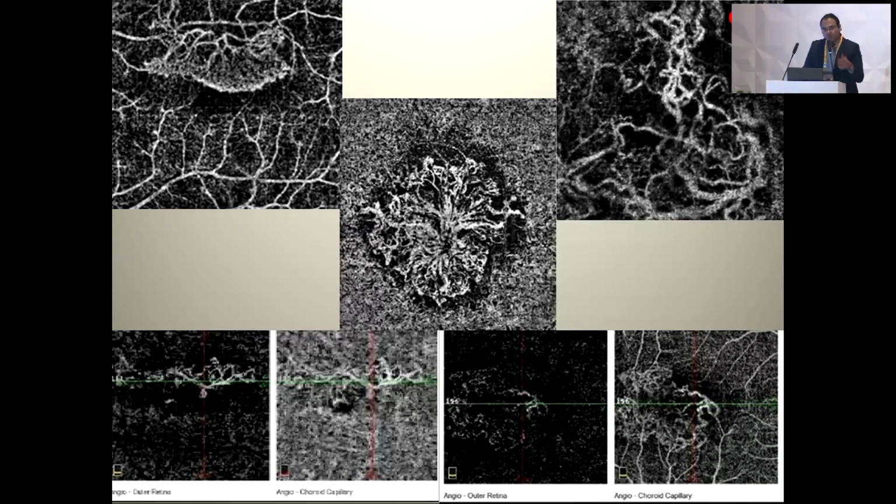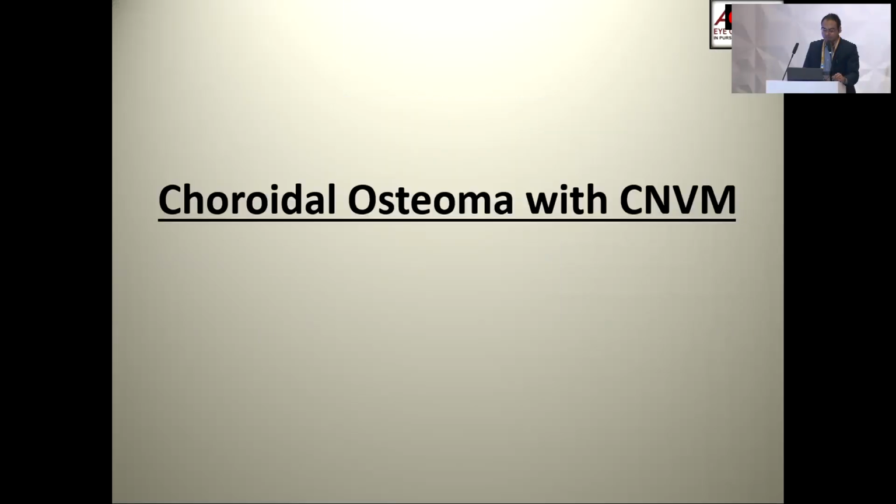Why do you need to know all this? You need to know all this because with injections, the CNV net actually regresses. And you can document it with OCTA. I'll show you one last case, which is again a published case. This was a young girl with choroidal osteoma with CNV.